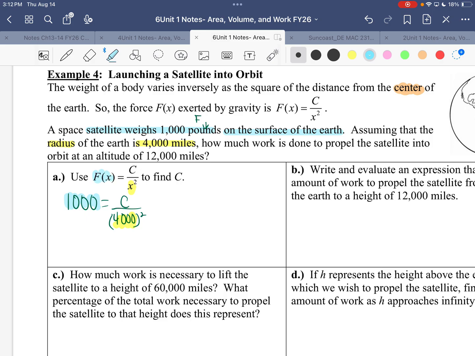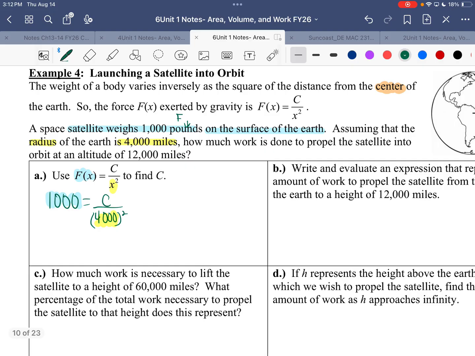Do we get why I plugged in what I plugged in? This is going to give us the force equation for every part of this question. Whatever work we're doing is going to involve this force equation. So we get C is equal to 16 billion with a B. I think billion, right? 1,000, yeah, billion. So that we don't have to write all those zeros every time.